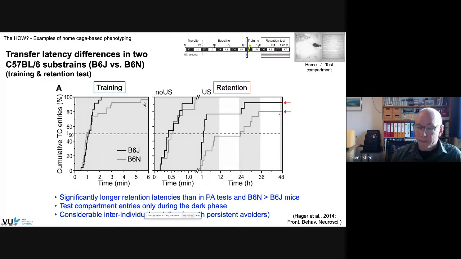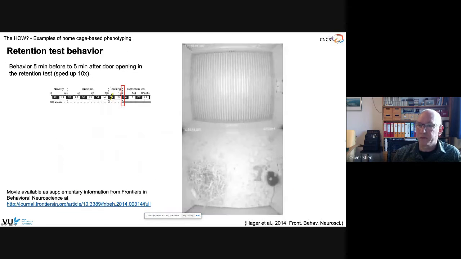And you see that some animals are not moving over at all, and this is shown by these arrows. However, you see a massive difference in that the B6J mice that are tested are much faster to move over than the N mice. And this is, of course, confirming some differences that we saw.